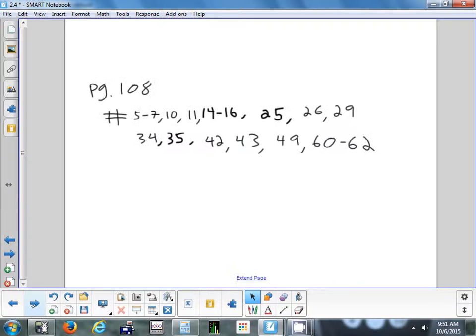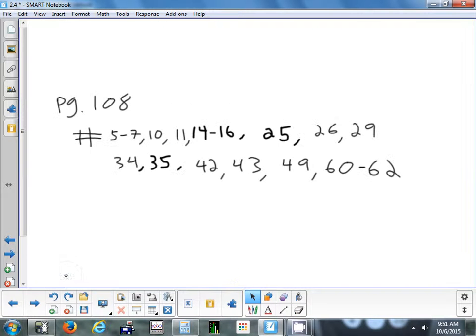All right. So the homework tonight is on page 108. Okay, it kind of skips around a little bit. We've got 5 through 7, 10 and 11, 14 through 16, and then a bunch of single problems, 25, 26, 29, 34, 35, 42, 43, 49, and 60 to 62.